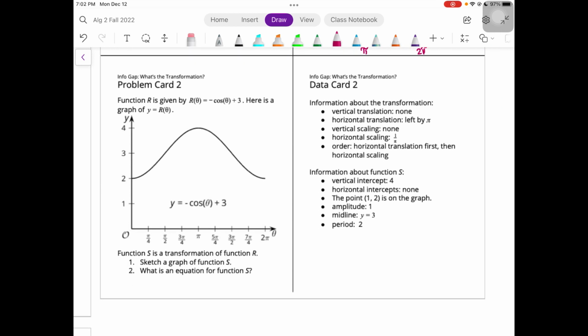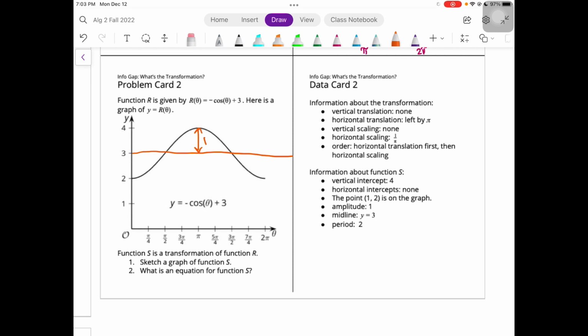All right, now let's take a look at problem card 2. So we have function r, which is negative cosine theta plus 3. And here we can see the graph. And we had a midline at 3. There's our midline. And the amplitude was 1. And it was flipped upside down because it was negative cosine.